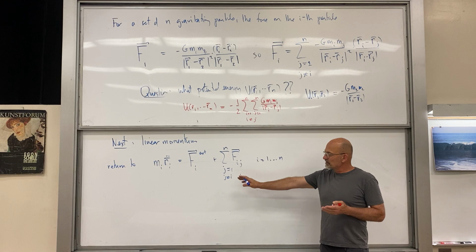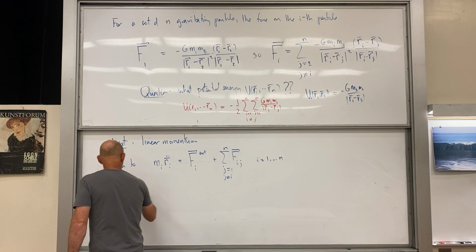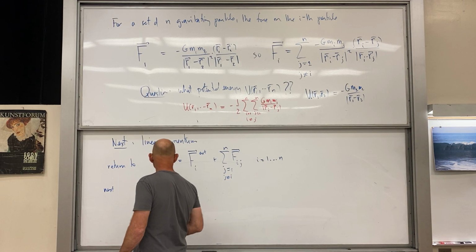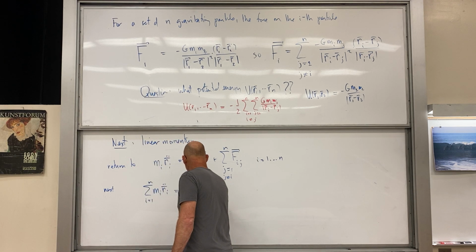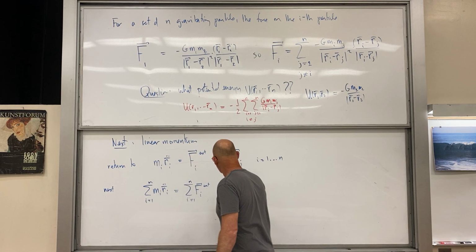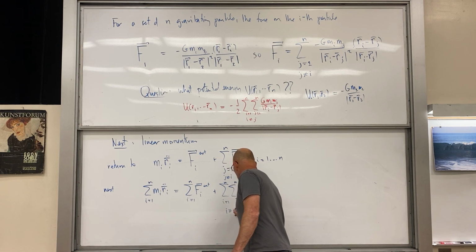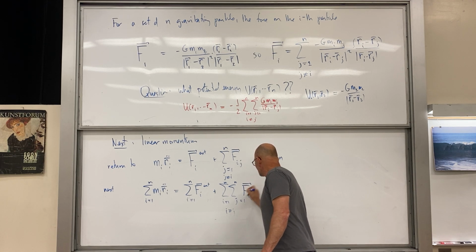And if this is an equation, then we're just going to add all these up. And so next, we're going to sum over all of these: m sub i, r sub i second derivative, i equals 1 to n, is equal to the sum of the external forces plus this double sum. So now it's i 1 to n, j 1 to n, i not equal to j. So now we have a double sum here of the F_ij's.